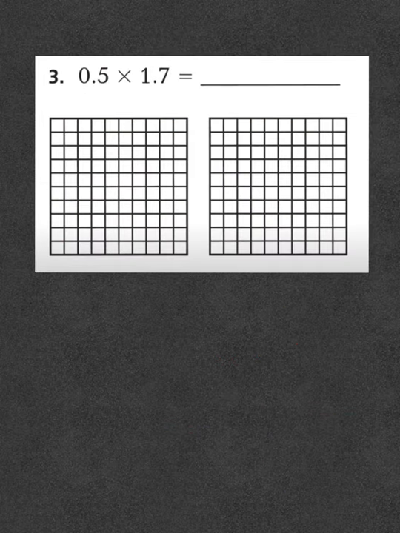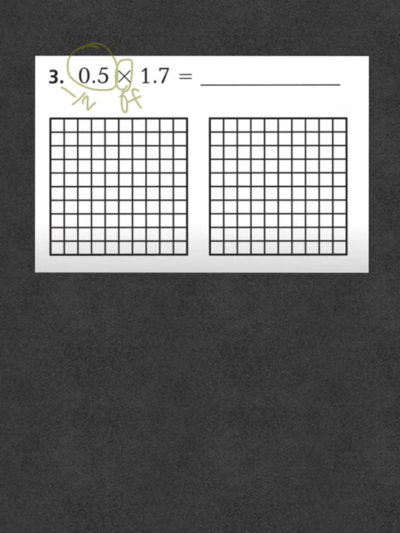So here we have 5 tenths multiplied by 1 and 7 tenths. And if you remember from a previous lesson, we know that multiplication means of. So 5 tenths of 1 and 7 tenths. And 5 tenths can actually be looked at as a half as well. So a half of 1 and 7 tenths. Because I have a half of 1 and 7 tenths, I'm going to do the whole number first.